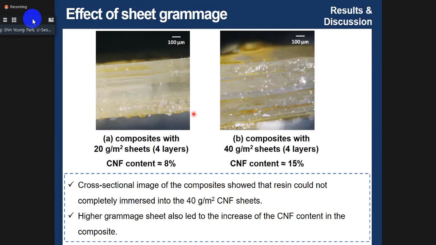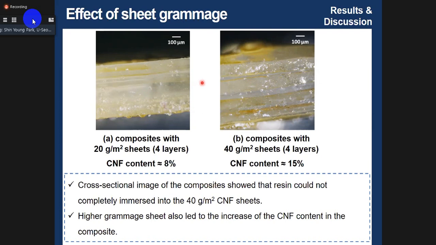We tried to find the reason for this result. And this is the optical microscope image of the cross-section of the composite with the 20 GSM sheet and the 40 GSM sheet. For better observation, these composites were prepared by stacking four layers of CNF sheet. In the left figure, the layers of the CNF sheet and epoxy resin cannot be distinguished clearly. It seems that this is because epoxy resin penetrated deep inside the CNF sheet. On the contrary, in the right figure, we can see the interface between the CNF and epoxy more clearly, compared to the left figure.